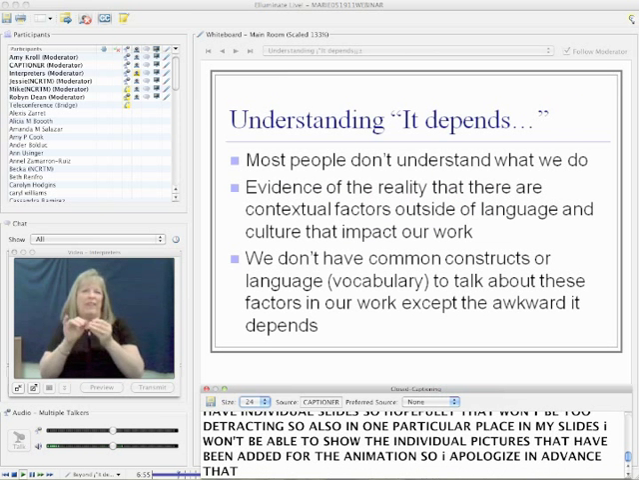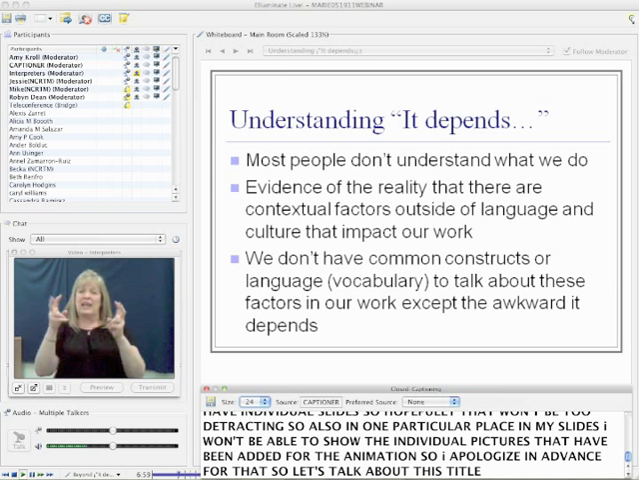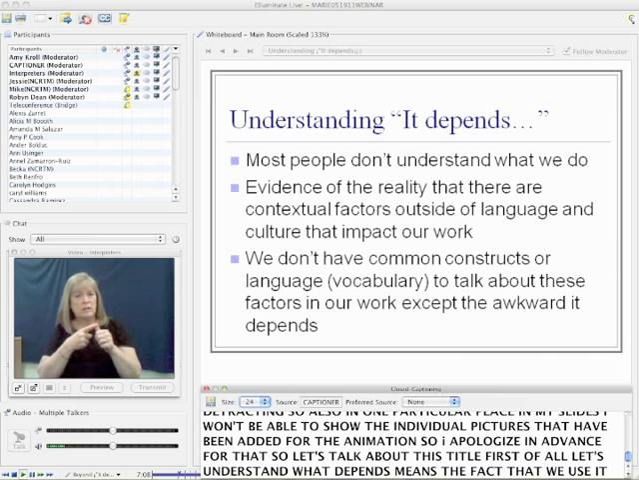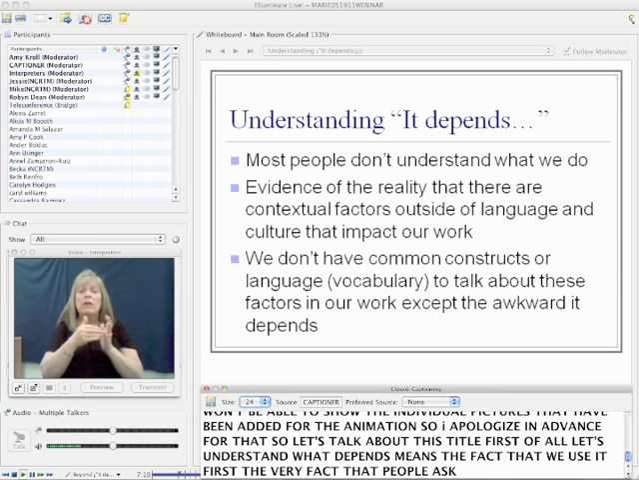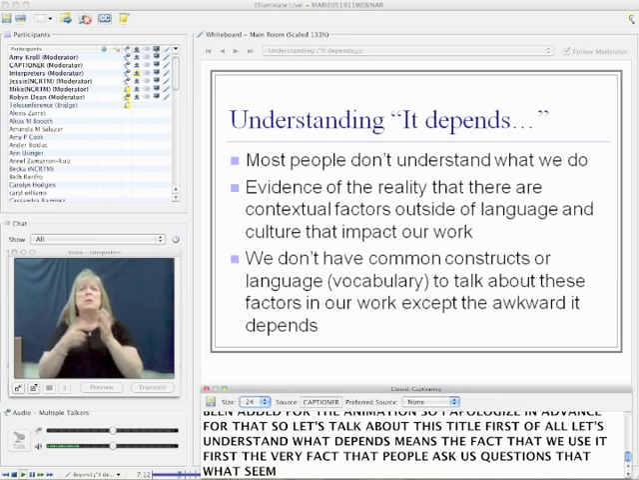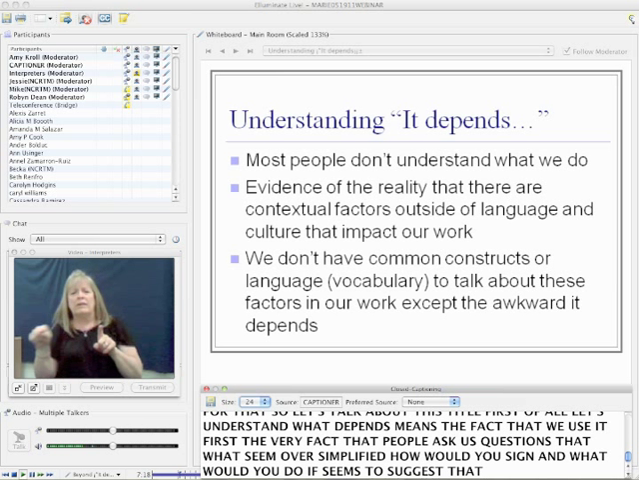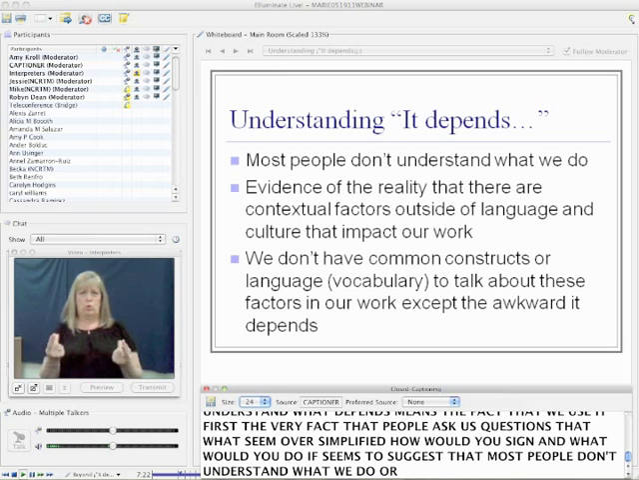So let's talk about this title, Beyond It Depends, the Practice Profession Shift in Interpreting. First of all, let's understand what "it depends" means, the fact that we use it. First, the very fact that people ask us questions about what seem oversimplified, how do you sign, and what would you do if, seems to suggest that most people don't understand what we do. At least they don't understand the complexity of it. And I think that that's telling.